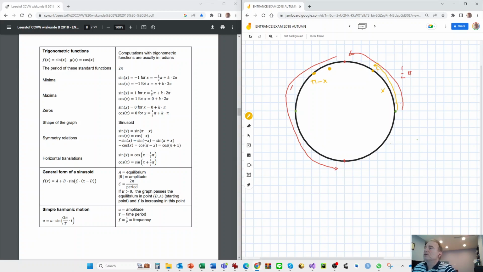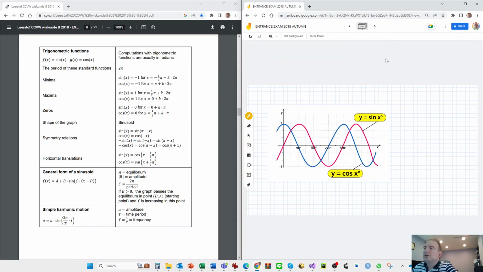Then horizontal translations. If you take the sine function, which is here in the red color, if I translate it horizontally by 1/2 pi, if I translate it to the left, so by minus 1/2 pi, then I get the cosine back. So a translation to the left by 1/2 pi means that you need to add 1/2 pi to the function. So the cosine of x is basically sine of x plus 1/2 pi.